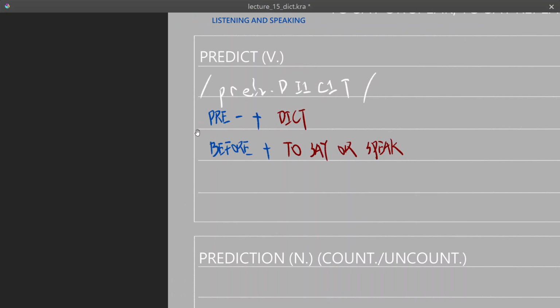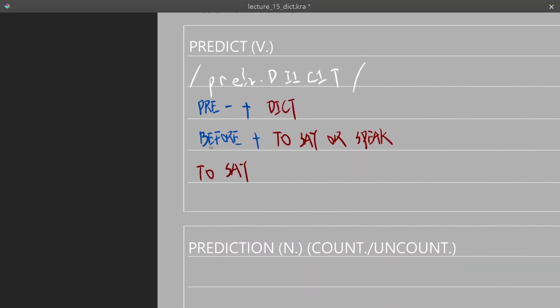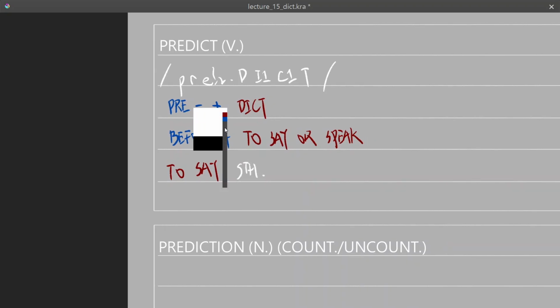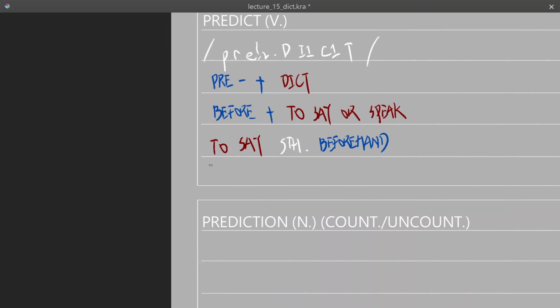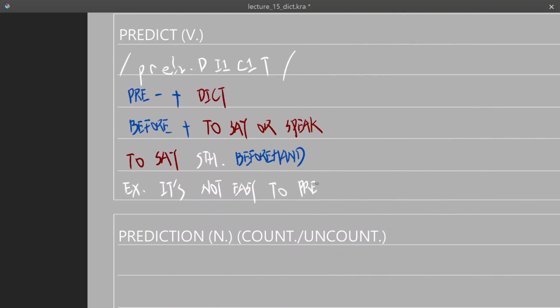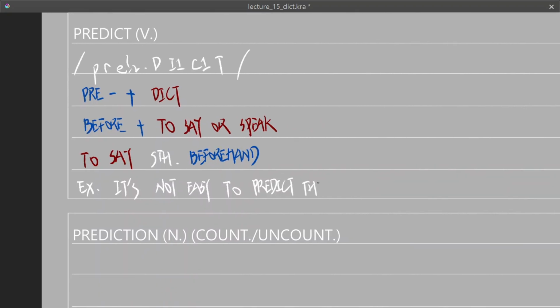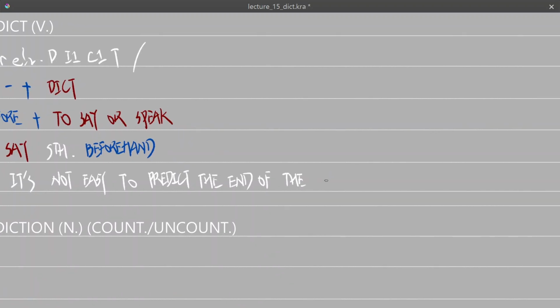So predict literally means what? It means to say. To say what? To say something beforehand. Alright. So for example, let's say it's not easy to predict something. Predict what? Predict, let's say, the end of the pandemic, the pandemic of COVID-19.